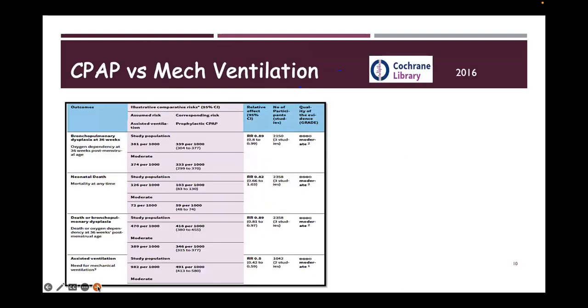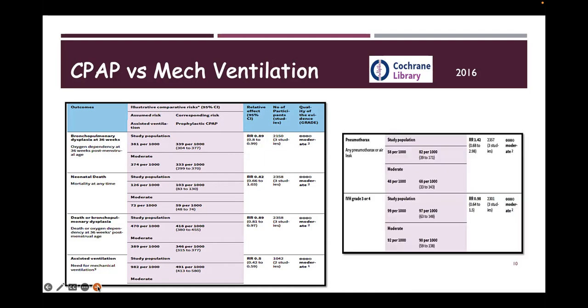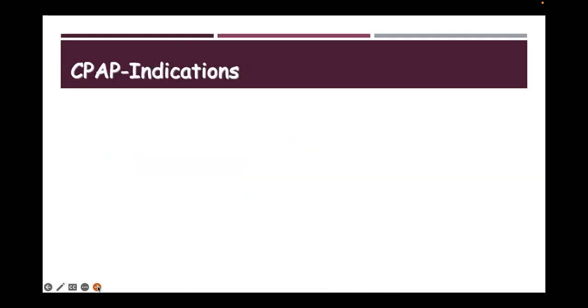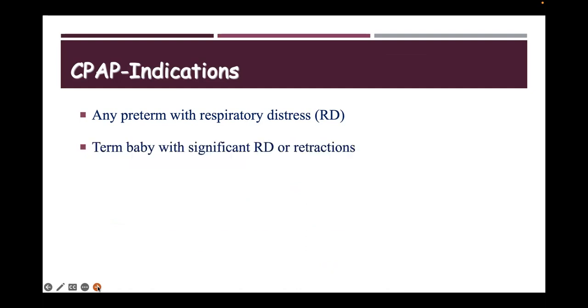Now, considering ventilation, whenever we compare CPAP with mechanical ventilation, CPAP reduces death, it also reduces BPD, and it decreases the need for ventilation and surfactant by almost 50%. The most common indication of CPAP is any preterm baby having respiratory distress, the most common cause being respiratory distress syndrome. It can also be used in term babies who have moderate to severe respiratory distress like meconium aspiration syndrome, MAS, or pneumonia or any other lung condition.